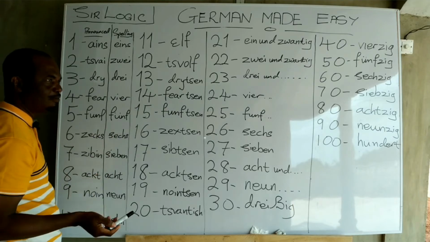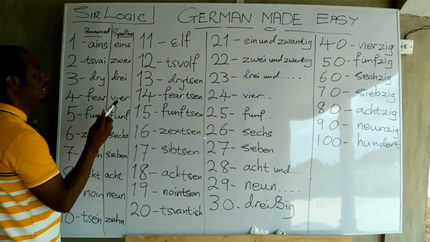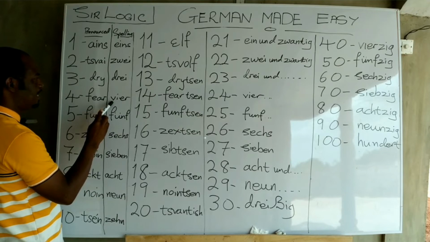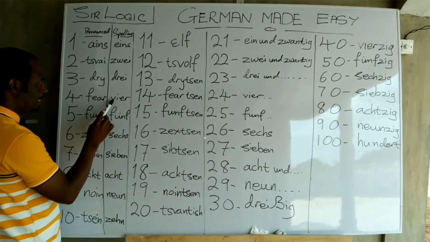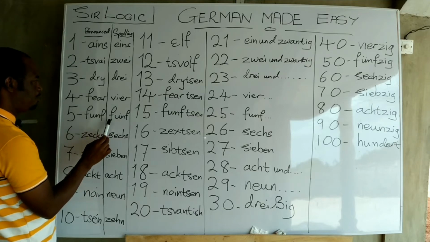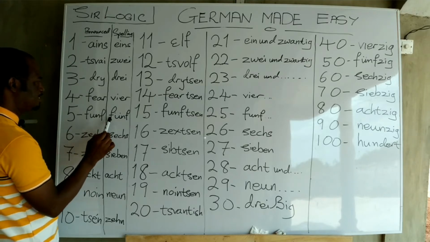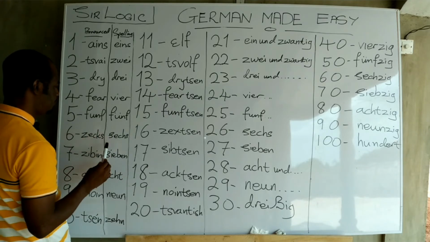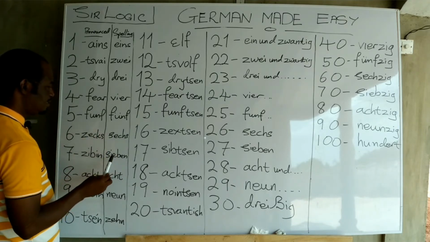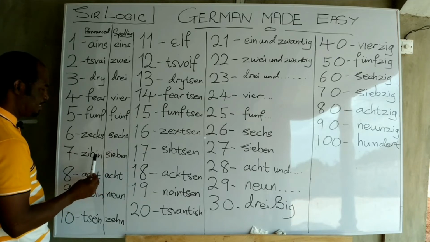Let it surprise your friends, the Germans. Come on. Let's go. This is vier, as I said. V is pronounced F. So learn to know that. Then the fünf, the only thing that changes is the umlaut. Fünf. Sechs, sieben, the 7, sieben.